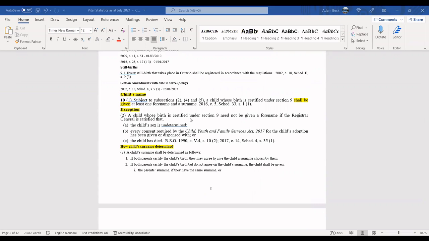Now there's an exception. They can register the birth without the forename. This is what this exception part is telling you here. A child whose birth is certified under Section 9 need not be given a forename if the registrar general is satisfied that, and then here's the exceptions. But they will not ever register a birth or accept any birth registration documents without a surname. Ain't gonna happen. So they will not accept documents for registration without a surname. So how the heck are you going to find a document that has given names only, for heaven's sakes?